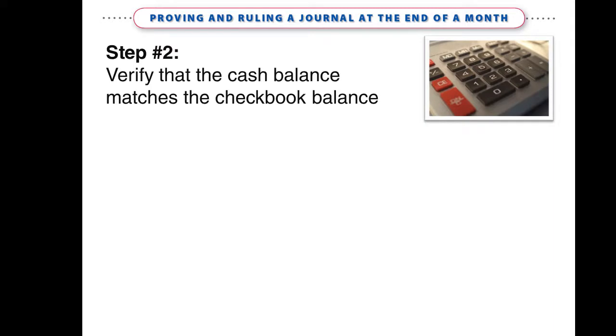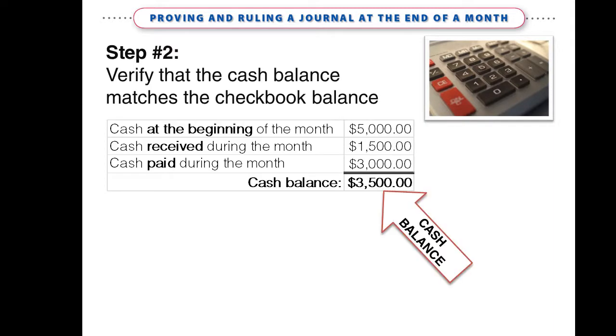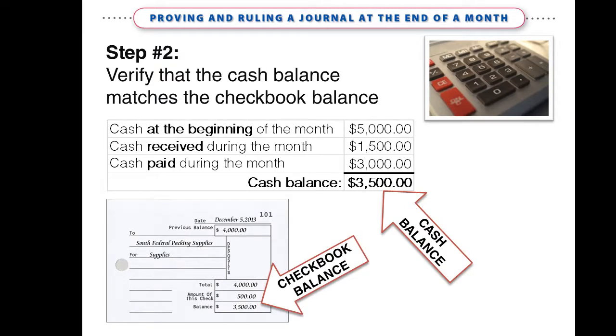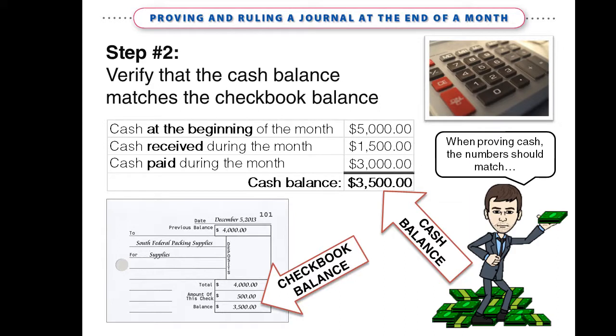The second step is to verify that the cash balance matches the checkbook. Here I have $3,500, and my checkbook balance is also $3,500. When proving cash, these numbers need to match.